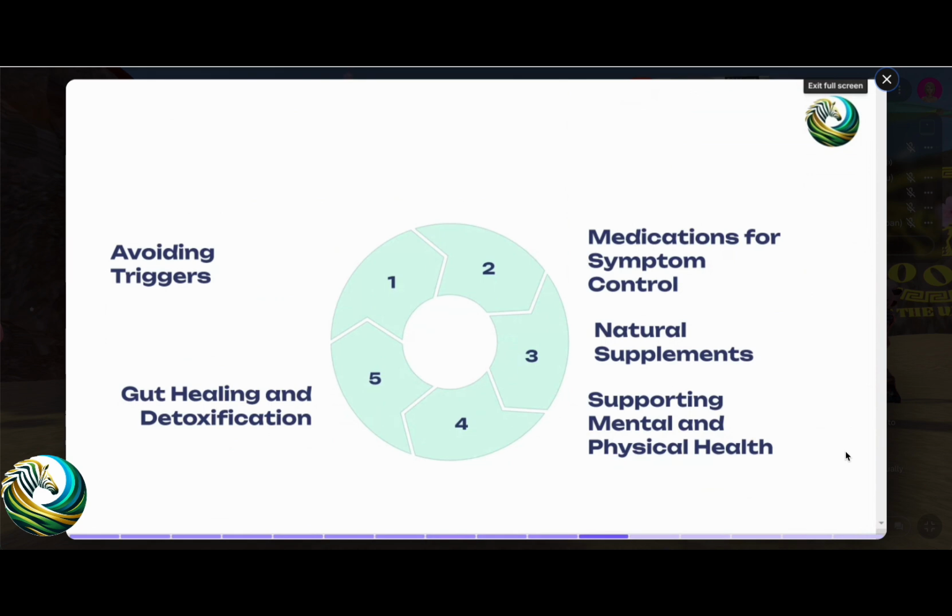So what can we do now that we know what we know? We can avoid the triggers, obviously. We can also medicate for symptom control. We will mention a few examples of natural supplements later, and we need to support our mental and physical health.